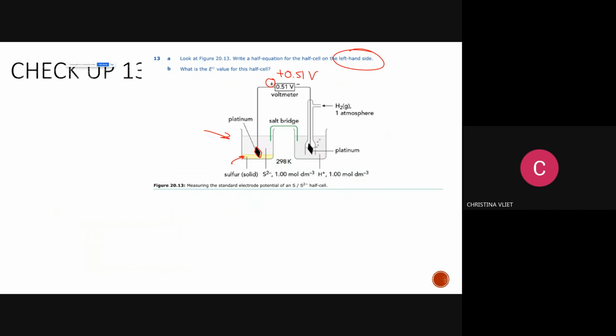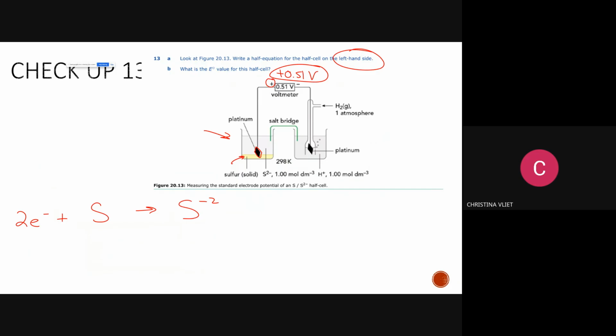So what does that mean is happening? What's the half equation? Sulfur goes to sulfur minus 2 and we're adding 2 electrons. Which side? This side, right? We're putting electrons into sulfur, changing it from sulfur solid to sulfur in the solution, so aqueous sulfur. And what is the E value? Literally 0.51, right?